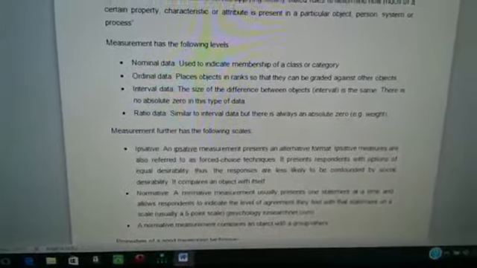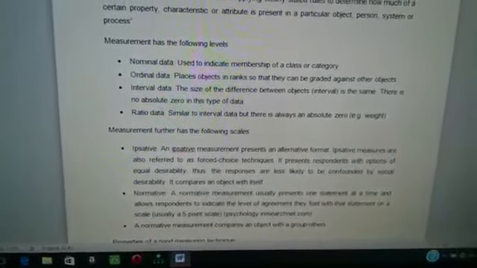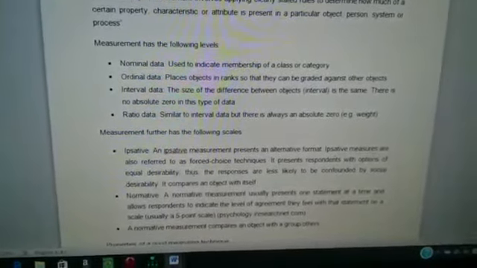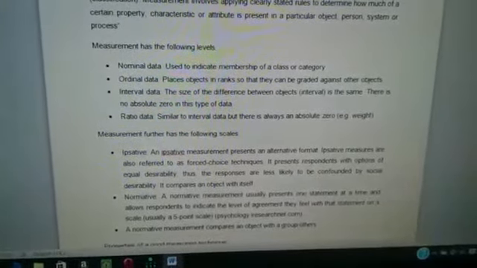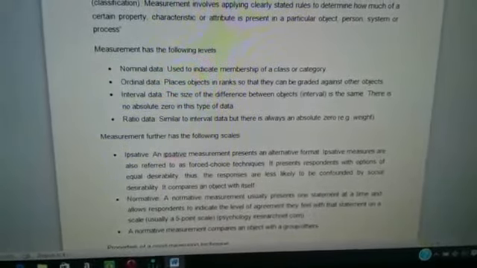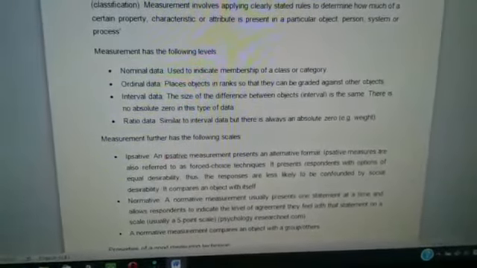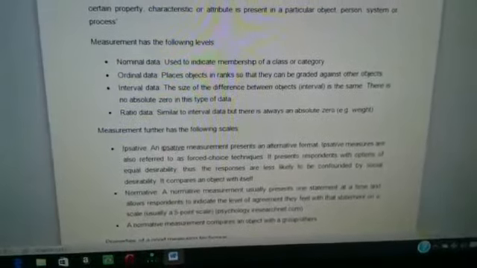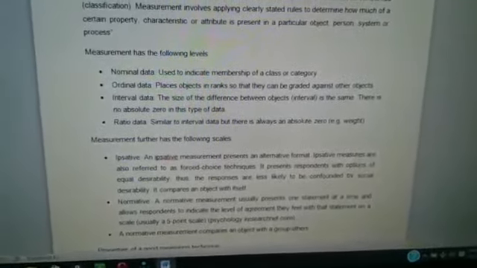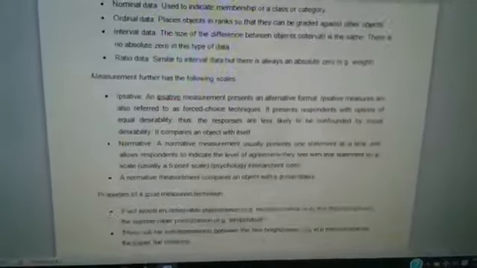We therefore have the normative scale, which usually presents one statement at a time and allows respondents to indicate the level of agreement they feel with that statement on a scale of usually 5-point scale. A normative measurement compares an object with a group or other object.